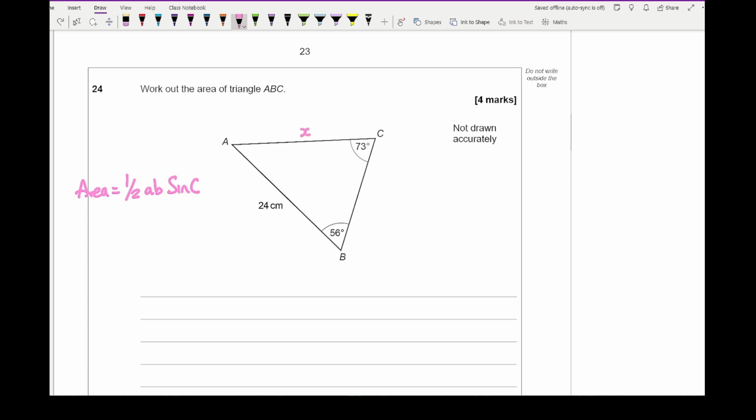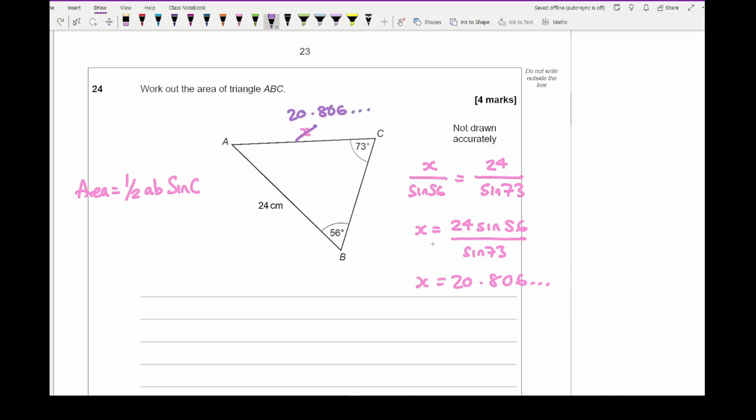Now to do that, I need to use the sine rule. And what I find is that x over sine 56 is equal to 24 over sine 73. Now doing a bit of rejigging, I get an x value of 24 sine 56 divided by sine 73, and if I type that into my calculator, I get an answer of 20.806 blah blah blah.